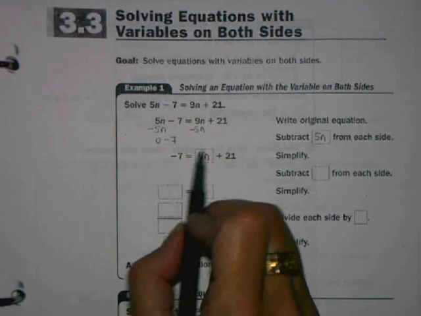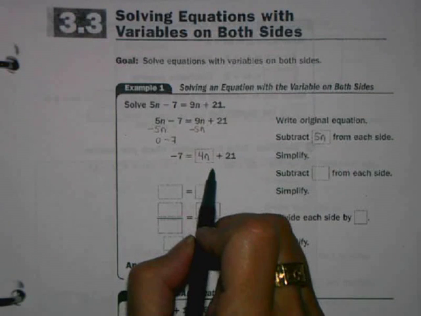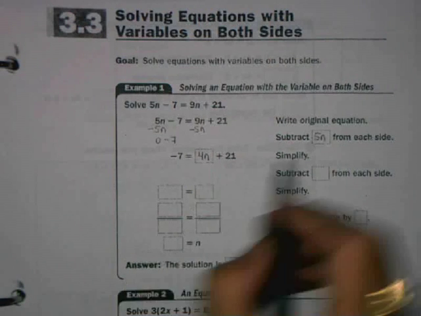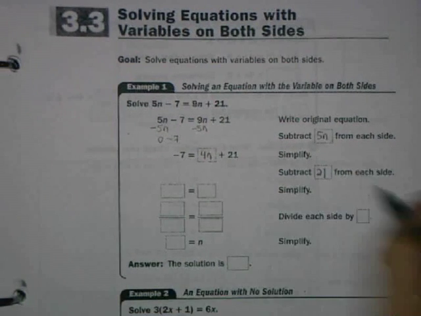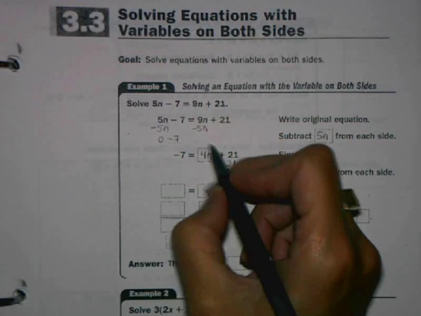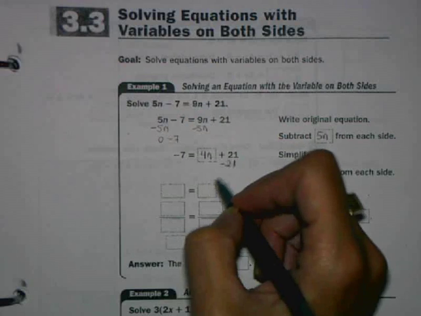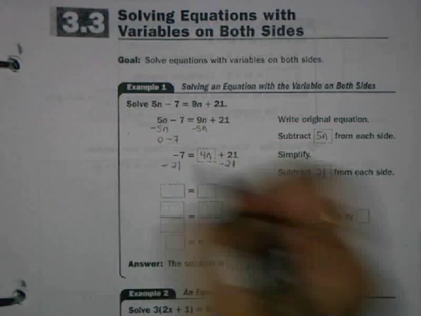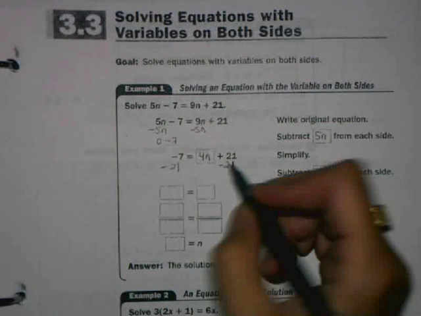Okay, so I've got it so that I have all my n's on one side. Now I'd like to get it so that I have all of my numbers on the other side. So in this case, I'm going to have to subtract 21 from each side. I'll take 21 away from the right-hand side. That's going to leave me just the 4n over here. And to keep my equation balanced, I have to subtract 21 from the left-hand side.